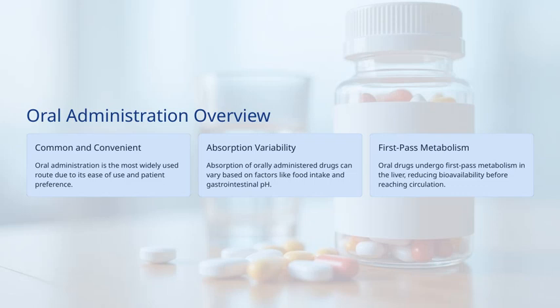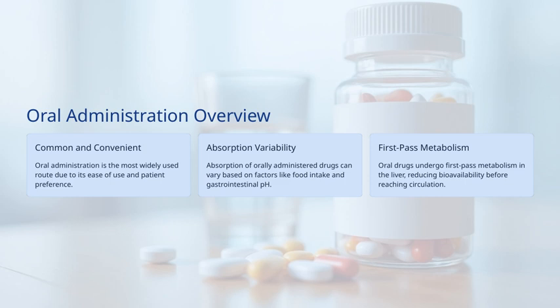Let's get started. Let's start by looking at the oral administration overview. It's called common and convenient for a reason. This route is actually the most widely used because it's simple to take and generally preferred by patients. When we think about patient compliance and ease of use, oral administration really hits the mark. However, it's important to understand that absorption of drugs taken this way can vary quite a bit. Factors like what you eat, whether the stomach is full or empty, and the pH level in the gastrointestinal tract can influence how much of the drug gets into the bloodstream. This variability is something we need to consider when prescribing or administering medications orally.